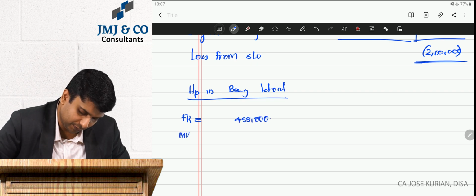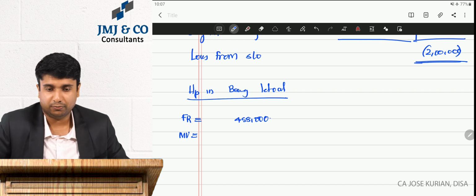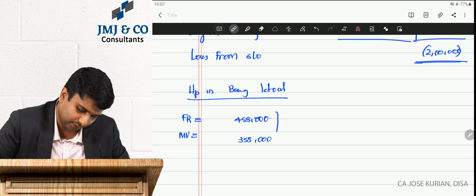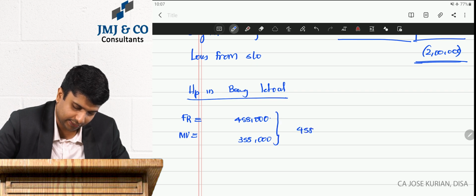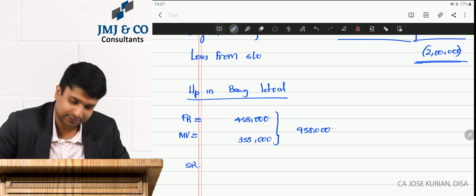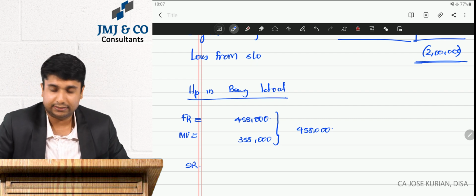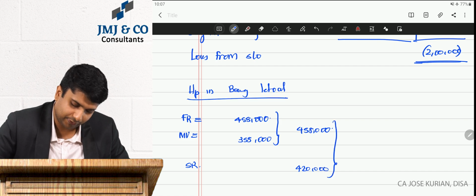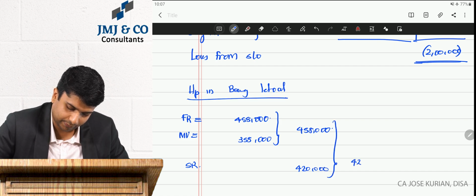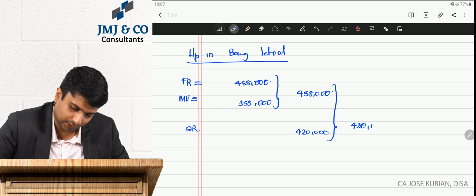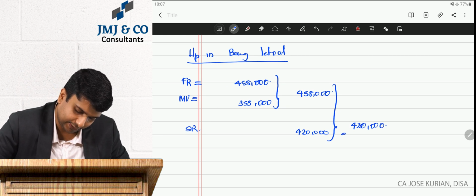We need to compare it with municipal value. Now friends, what is the municipal value? 3,58,000. Normally we take whichever is higher. So the higher amount is 4,58,000. Now we will compare it with the standard rent. And what is the standard rent, friends? Standard rent in the question is 4,20,000. Now we will compare this and we will take the lower figure, and 4,20,000 would be the expected rent, ER.